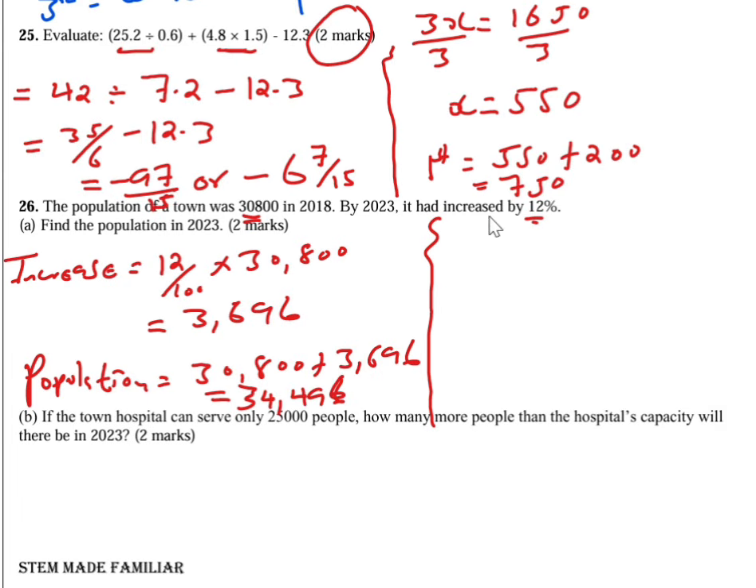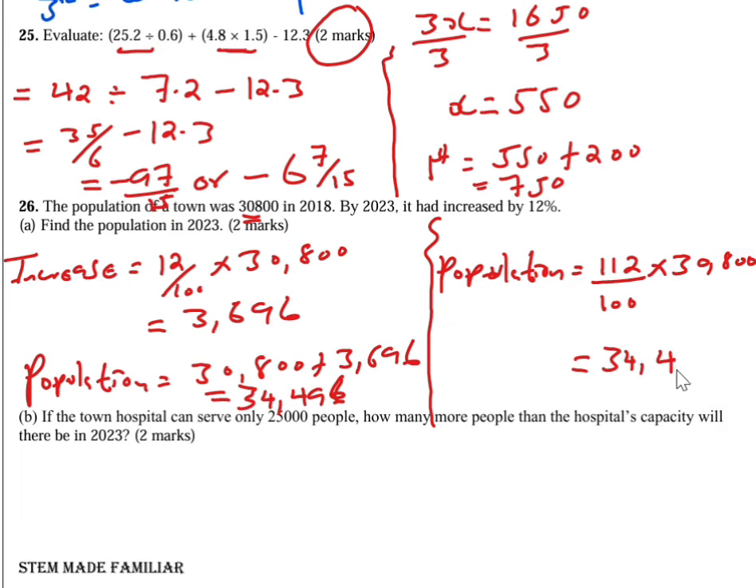Second way, if you are told it has increased by 12%. If it is an increase, we add 100. So the percentage becomes 112. So the population will be, we have said if it is an increase, you add, so it will be 112 over 100 multiplied by 30,800. So if you multiply that one, you'll see that the answer is the same. So you'll see the answer is 34,496. So which one is the best? You can use any. Part B.